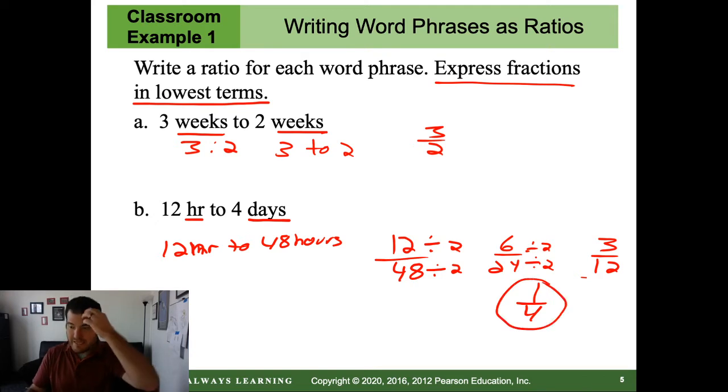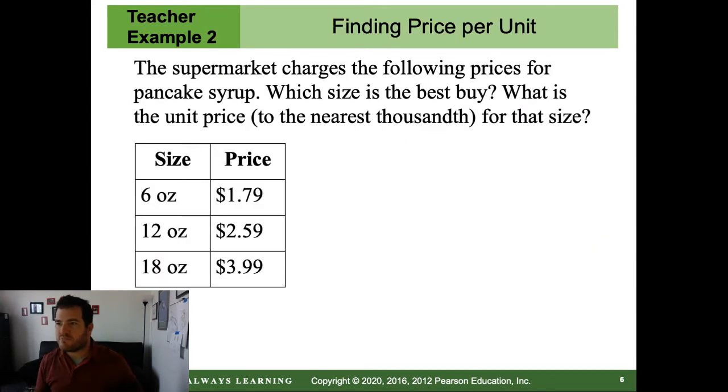What that means is if we're looking at this ratio, 12 hours to 4 days, for every 1 hour that happens here, 4 hours happen there. Hopefully that makes sense. Those are the three different ways and what a ratio is. All right, so let's look at some story problems. When are we going to use these? Why are we doing this?